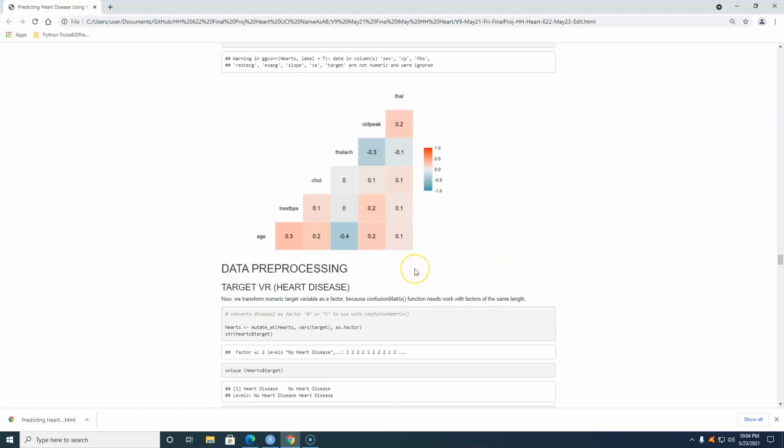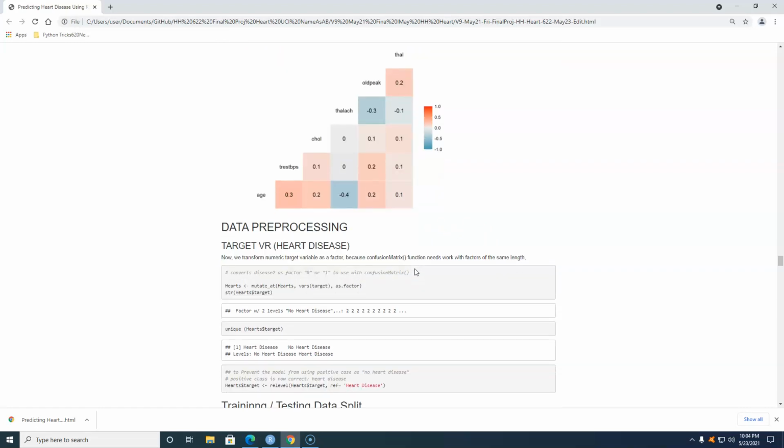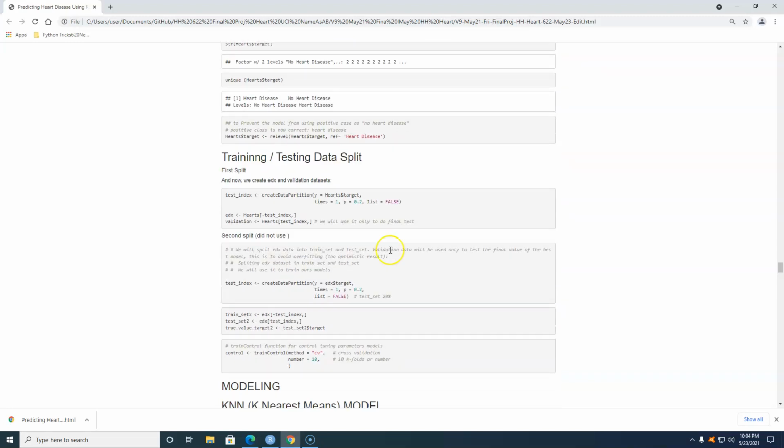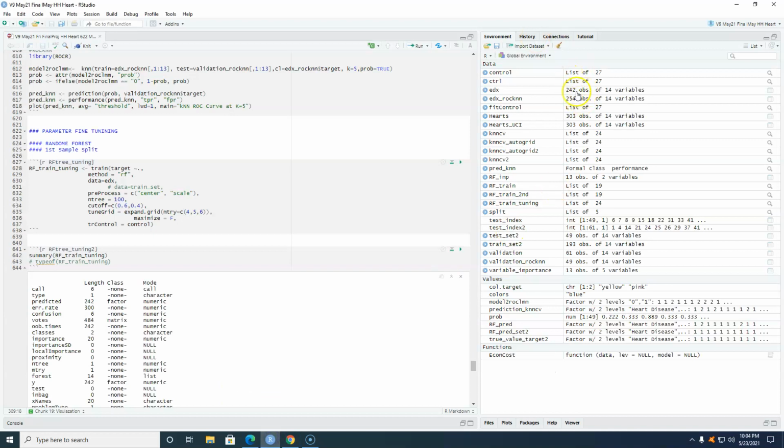before the modeling, we have to do some data pre-processing. We turn the target variable heart disease into a factor, and also split the data 80 versus 20% into training and testing. As I said, the original database has 303 observations, so this training database, which I call edx, has 242, and the testing, which is the validation database, has 61.